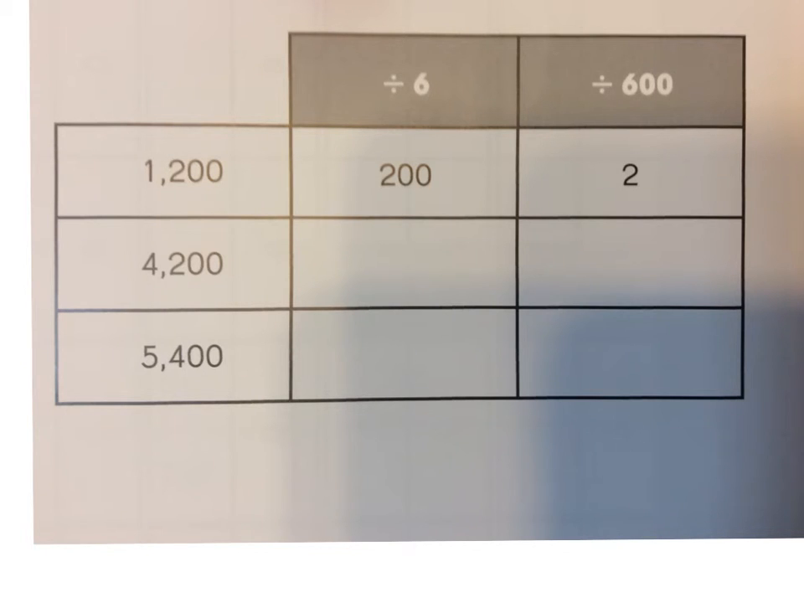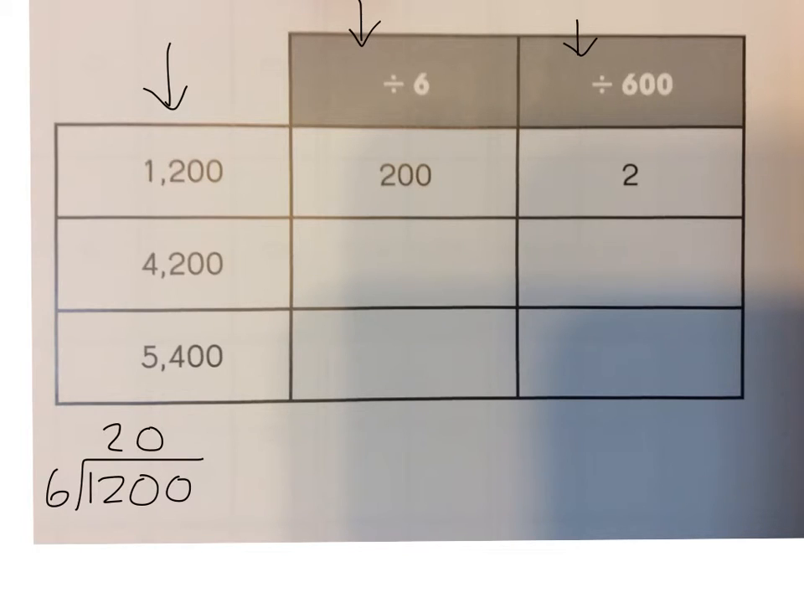In this chart, we'll take the numbers in this column, divided by 6 to get these answers, and by 600 to get these answers. So first, the 1200 divided by 6 gives me 200, and fill in my 2 place values. Divided by 600, I can knock off 2 zeros because this is 2 powers of 10. It's like 100 times 6. And 12 divided by 6 is simply 2.